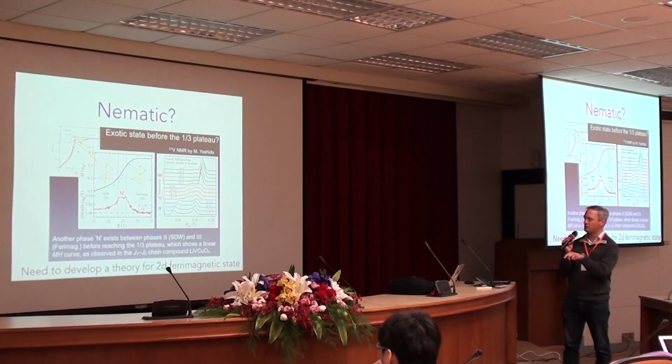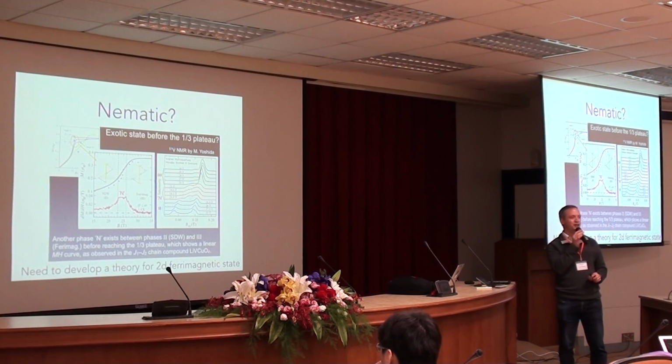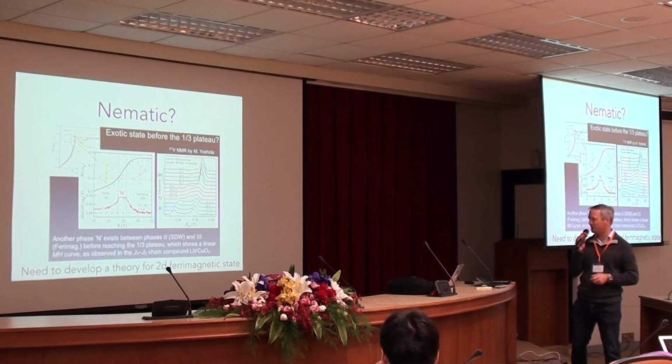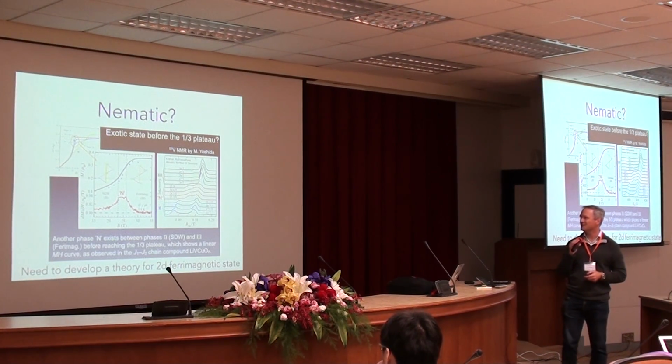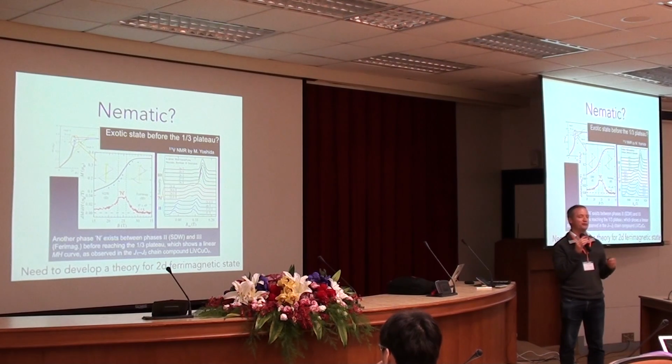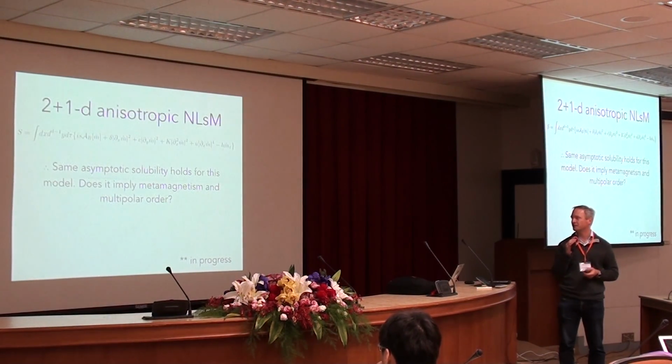Experimentalists have found some very intriguing phenomena just below the onset of this plateau that they label N, either for new phase or nematic. So they're speculating this might be a spin nematic state. So to really understand it, we need to develop a theory for a 2-dimensional spin nematic. And it turns out that this kind of field theory can be really readily extended.